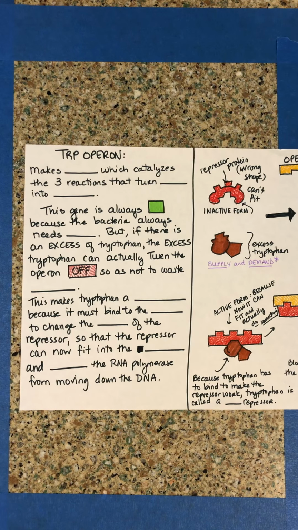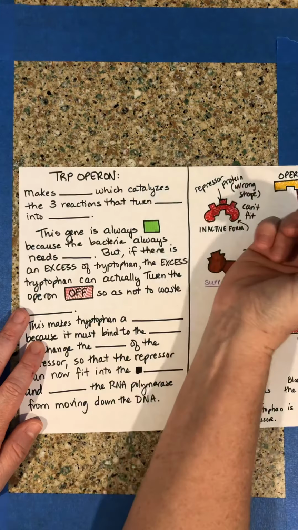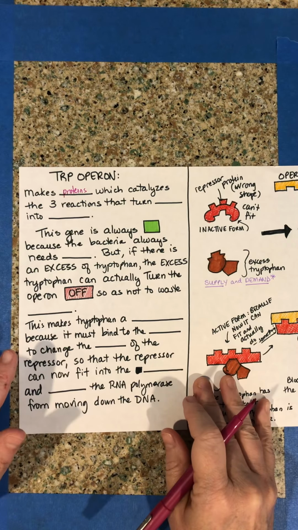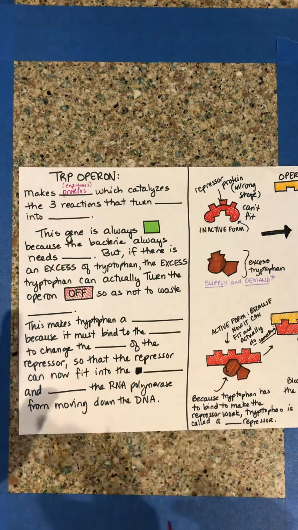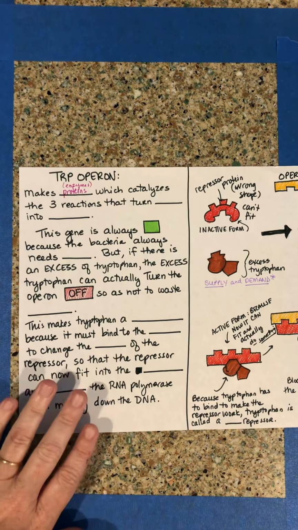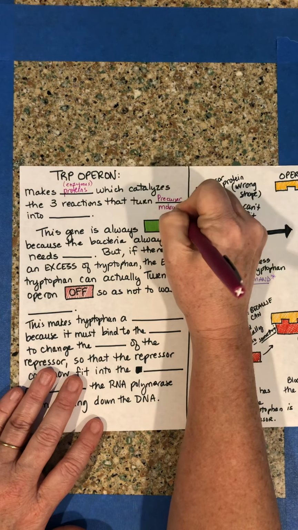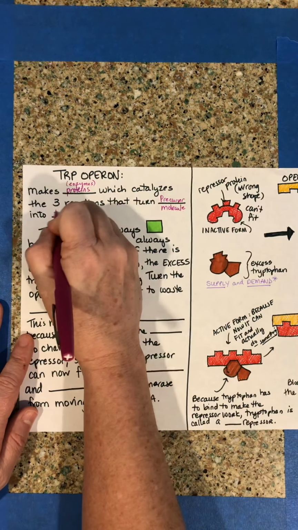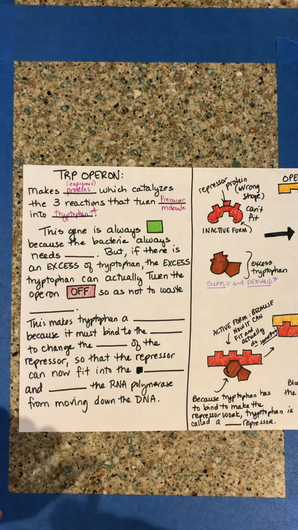All right, so to summarize, Trp Operon. Trp Operon makes what? We can be a little bit more specific and say it makes enzymes, which catalyze 3 reactions that turn a precursor molecule into what? The whole purpose of the Trp Operon is to turn it into tryptophan. Okay, and tryptophan is necessary, so you can think of it as the gold.